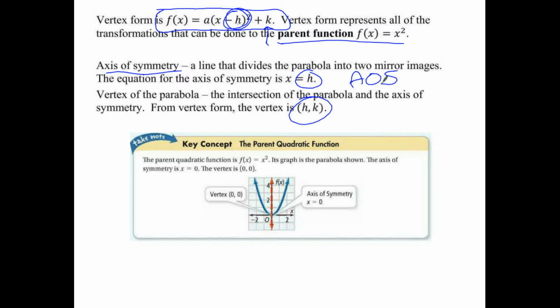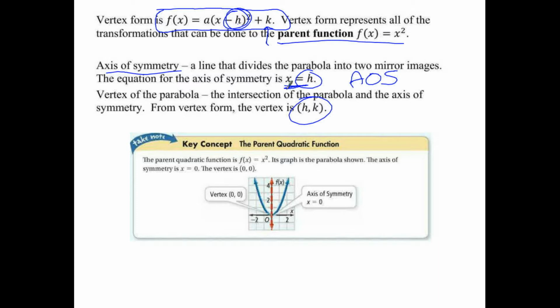Okay, so our key concept down here for the parent quadratic function, we have just the parent sitting here. So the axis of symmetry and the vertex, nothing has been moved around, so the vertex is sitting at 0, 0. The axis of symmetry, therefore, is just the y-axis, x equals 0, okay? Axis of symmetry is an equation. The x equals part needs to be there. It's not just a number.